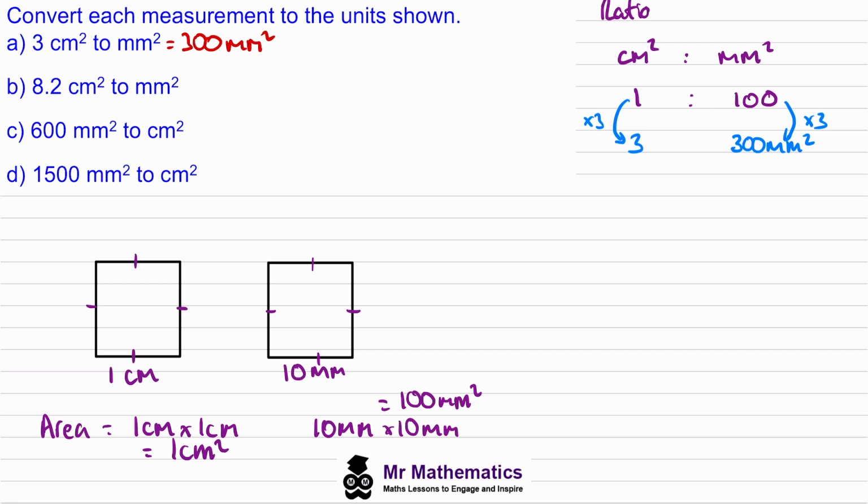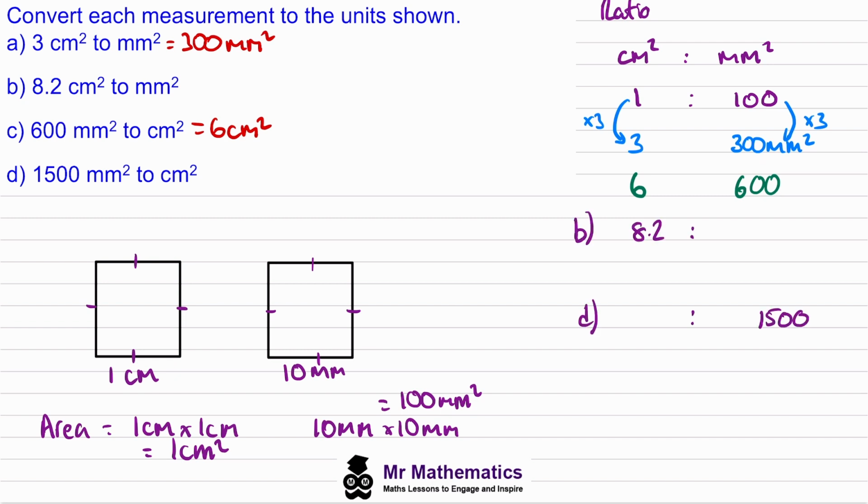And then for question C, convert 600 millimeters squared to centimeters squared. Well, if we look at the right-hand side, now we have 600 millimeters squared. We can multiply the 100 by 6 to make 600. We'll do the same to the left-hand side, and 1 times 6 will give us 6. So this will be 6 centimeters squared. So do you want to try and work out questions B and D? You can pause the video, and when you come back, we'll go through the worked solution.